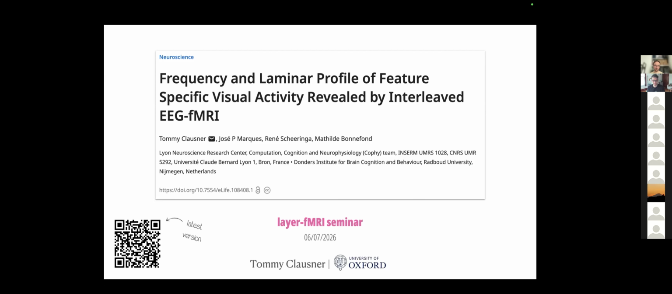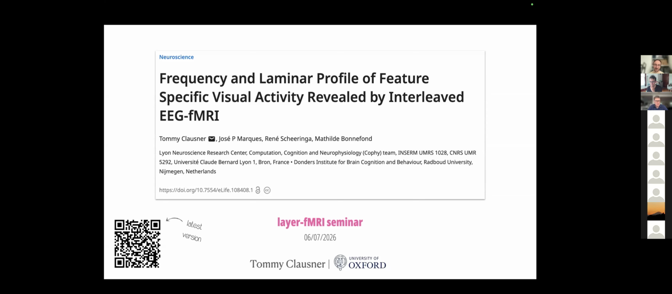There are a couple of very interesting things that I found intriguing, specifically the way of the data acquisition, which is kind of simultaneous while having gaps in between. But also I was intrigued by your figures. You had very creative ways of showing a lot in figures, and innovative ways of showing the complex multidimensional data set that you have. So the title is Frequency and Laminar Profile of Feature-Specific Visual Activity Revealed by Interleaved EEG-fMRI.